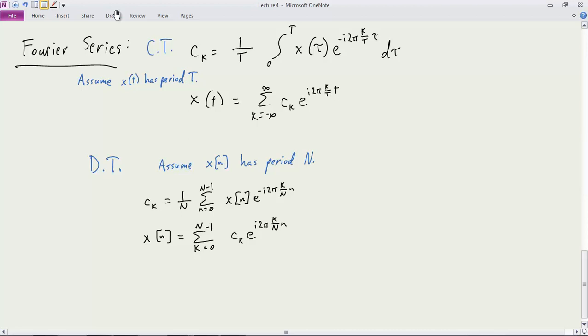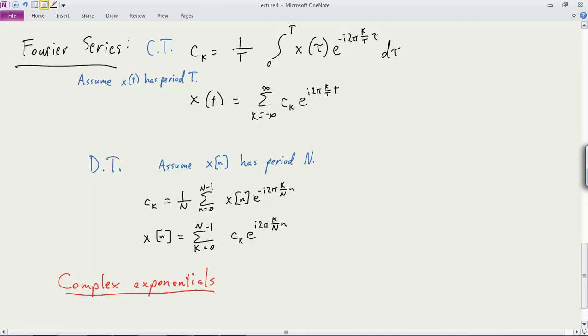Okay, so I want to become a little more familiar with this, especially to think about what these complex exponentials are that we're using here. What are these things? Also, I want you to notice how the forward and backward equations are so similar to each other.